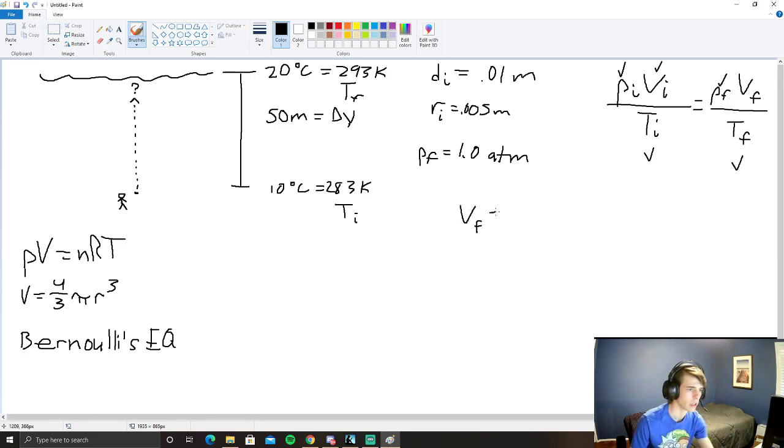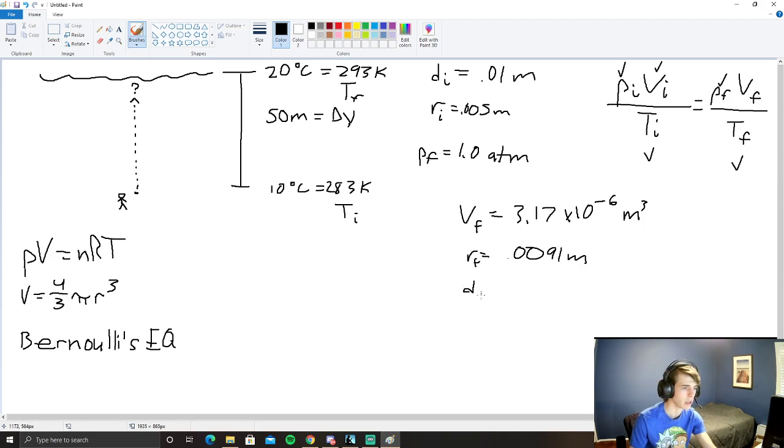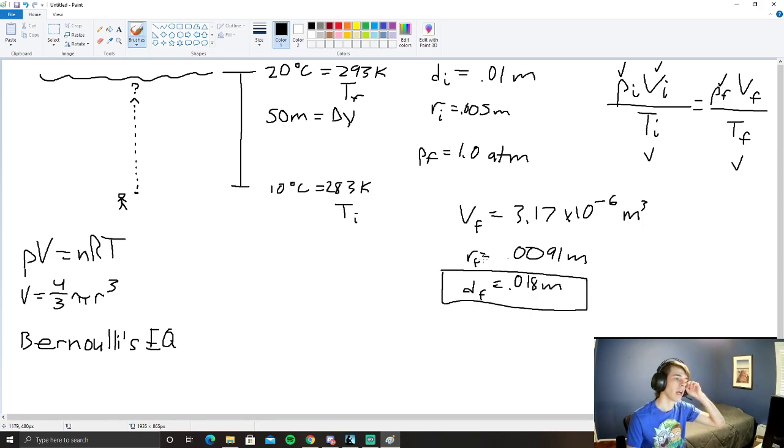Once we do, you'll get a value of 3.17 times 10 to the negative 6 meters cubed. We're not quite done yet, because we need the final diameter. So let's solve for radius first using the volume equation. If we do that, we will get a final radius of 0.0091 meters, and finally converting that to diameter by doubling it, we get 0.018 meters.